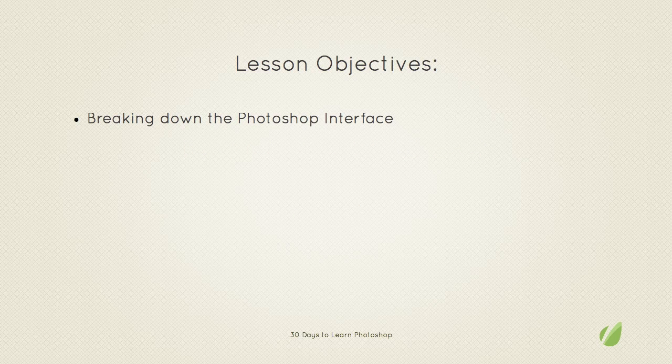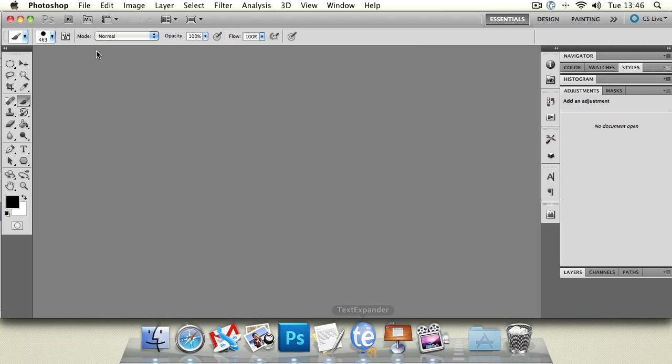That means we're going to be looking at where everything is, what everything does, why it's laid out like it is, and just the general layout of the Photoshop software. So let's go and switch to Photoshop, and this is the default, or as near default as you can get, screen for working with Photoshop. This is the essentials, and it's got all the basic elements that we need.